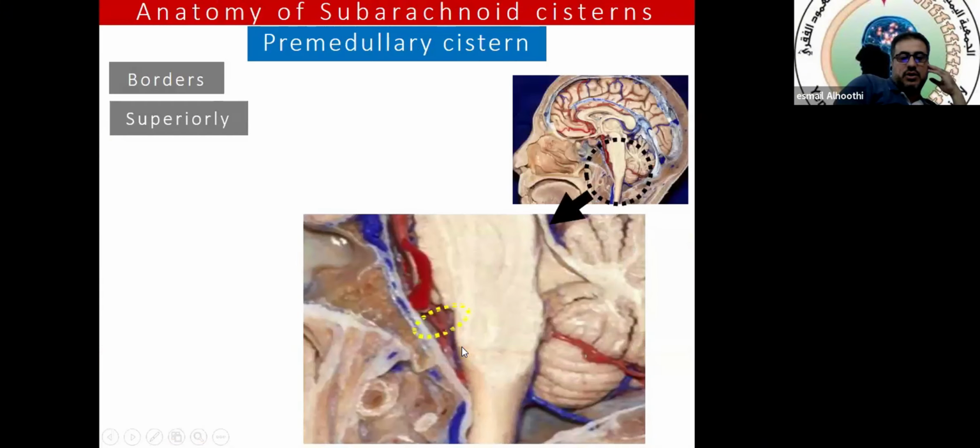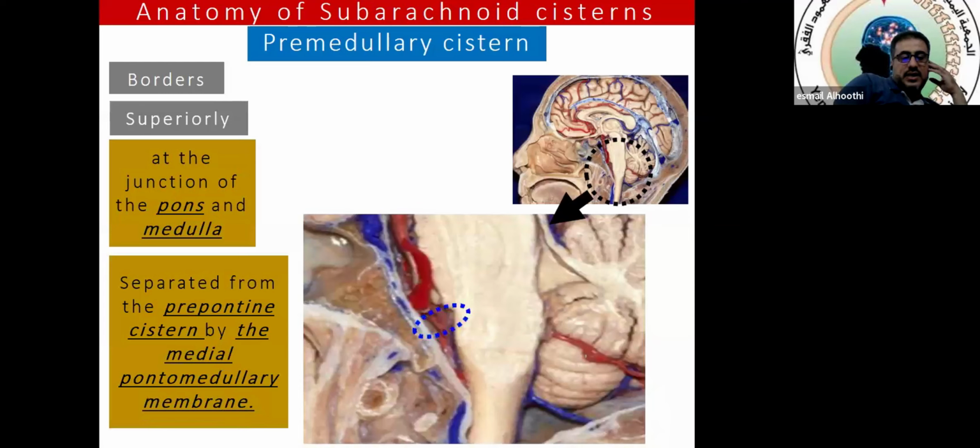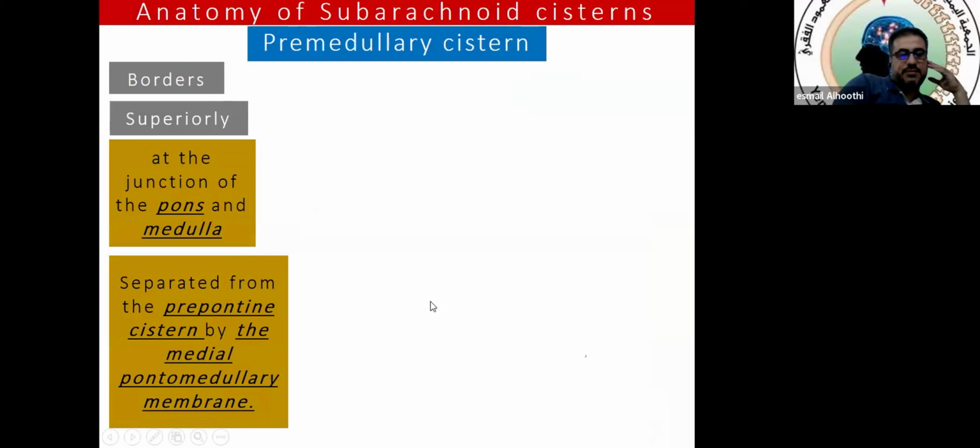The superior border of the premedullary cistern is the junction of the pons and medulla. It's separated from the prepontine cistern by the medial pontomedullary membrane. So between the pons and the medulla, there is a membrane here which separates the premedullary cistern from the prepontine cistern.